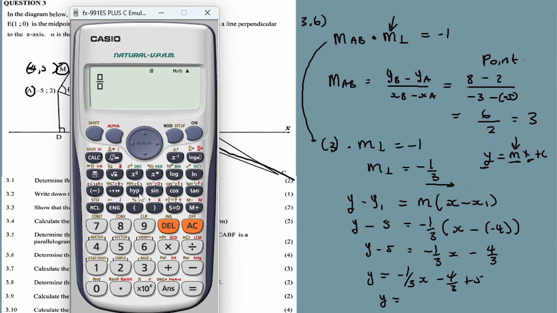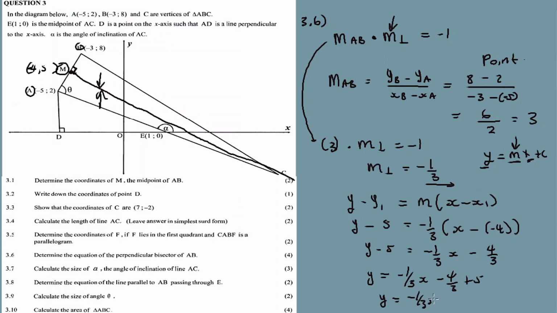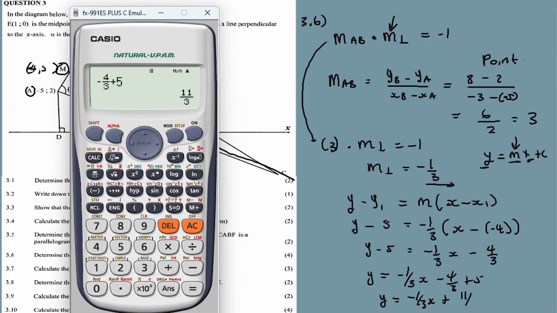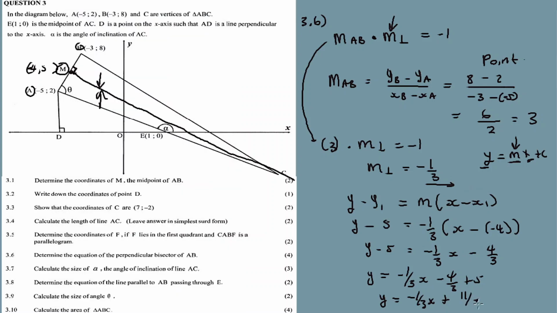Solve for x, or making a variable the subject of the formula. Minus 1 over 3x plus 11 over 3. Now I answer it together. This is the equation of the perpendicular bisector.